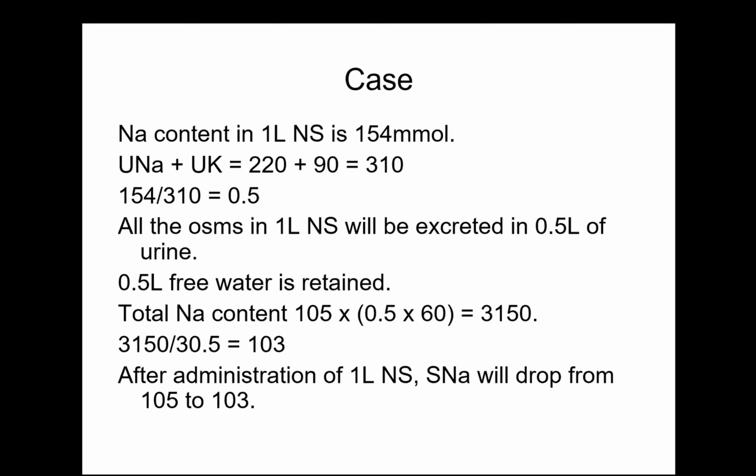But in this situation, we're just going to say we have to start somewhere, right? So given these kidneys putting out this type of urine, if we gave her a liter of normal saline, her sodium's going to come down from 105 to 103. Any questions?